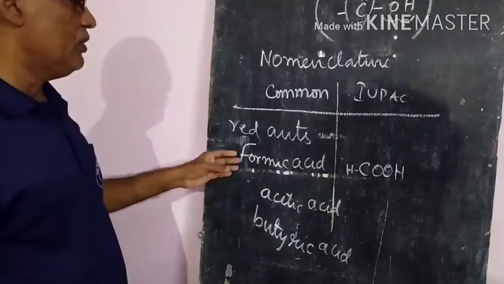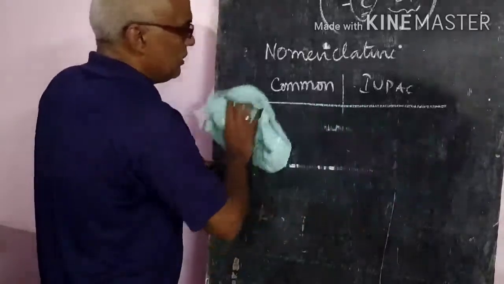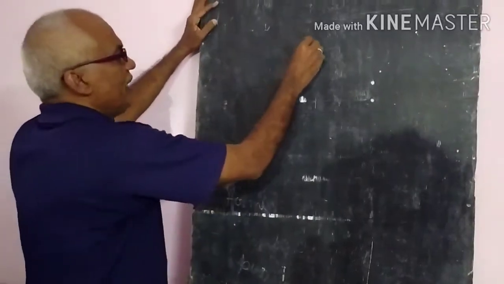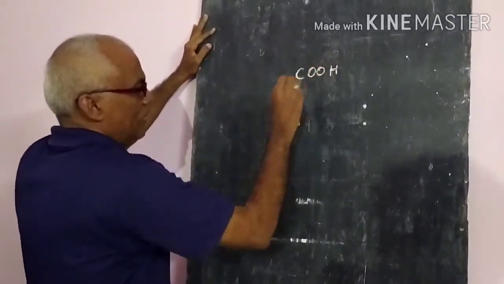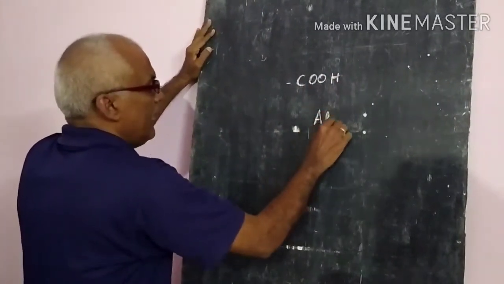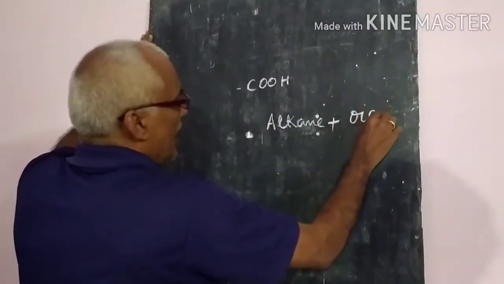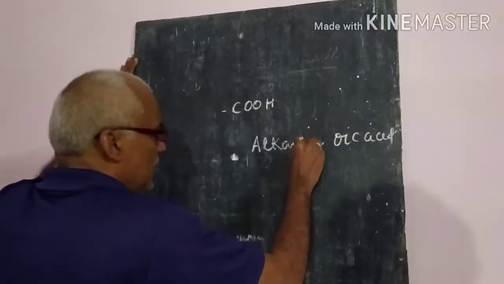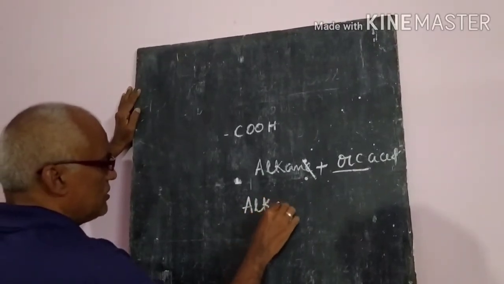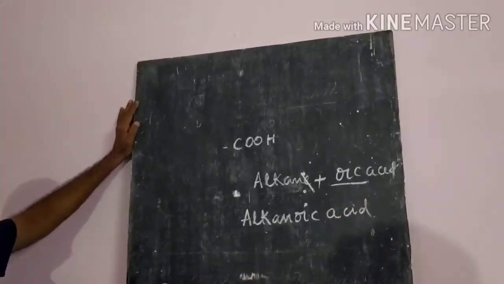So like this only very few common names are there. But the IUPAC nomenclature is the most important, how to give the name of these carbon compounds. Mostly the COOH group is there. While giving the IUPAC names, we take the parent alkane name and add oic acid. That means the e will be removed and oic acid will be added. So generally the carboxylic acid names are alkanoic acid.